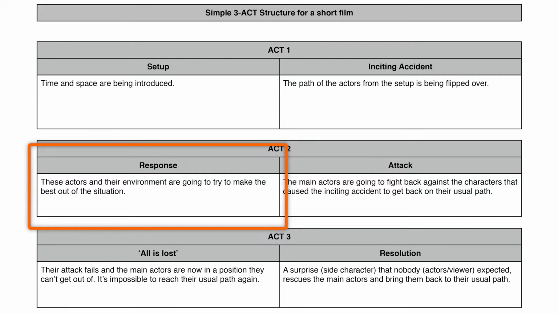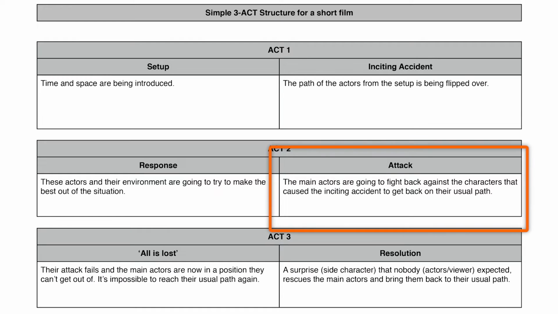Alright, so now we can head over to Act number 2, and that is the response. So the main actors are going into a response to what they see. In this case, it's the aliens attacking planet Earth. So it says right here, these actors and their environment are going to try to make the best out of the situation, and that's their response. So what could they do? They could, for instance, try to find peace with the aliens, or they could just try to hide from the aliens. They might have this shelter, and they go into this shelter. Let's say they go in there, and the aliens attack planet Earth, boom, whole Earth is dead. And there were these 4 people that survived that attack. That was the husband, his wife, and his 2 children.